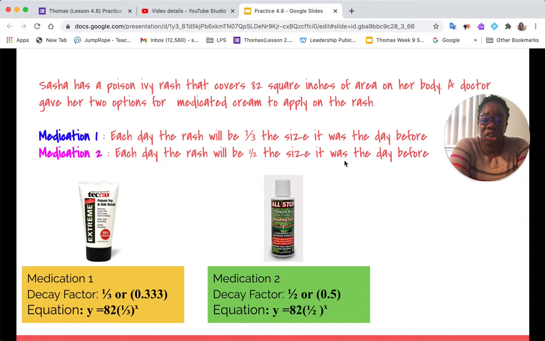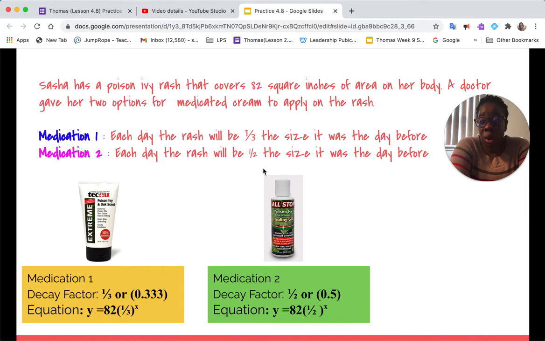For medication two, the decay factor is 1/2. It's half the size, so it's a remaining value, half the size it was the day before, and each day it keeps reducing by half. So when we look at the decay factor, 1/3 is a smaller value than 0.5.